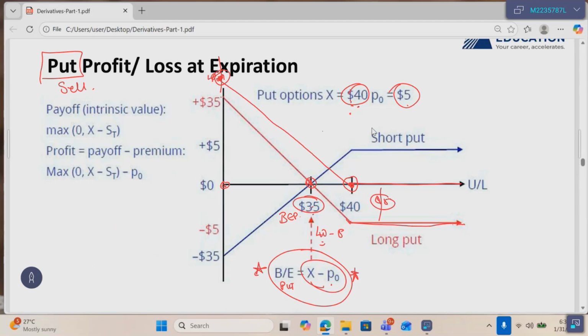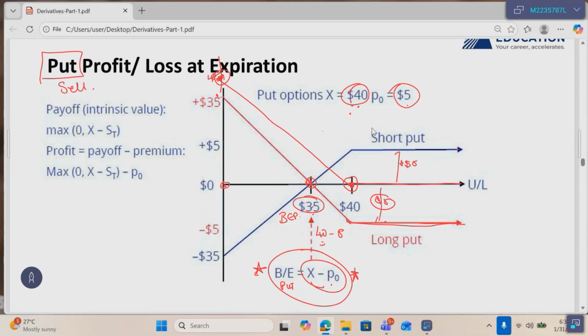Clear? And if it's a long put, you know this concept. And if it's a short put, it will go in the opposite direction. So the long put makes a profit here. The short put makes the loss here. Okay. You lost the premium, you will always lose it till the price falls below 40. This guy is always making the premium till it falls below 40.